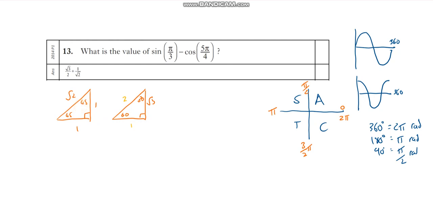So if I'm doing sine of pi over 3, well, I'll just say to myself, pi is 180, so a third of that will be 60. So that's the same as sine 60. So I'm going to do sine of 60, and I'm going to take away cos of, now if that's 180, 5 times 180 divided by 4 is going to come out as cos 225. Ooh, now let's do the sine 60 first. Opposite over hypotenuse is root 3 over 2. Okay, that's nice and simple, root 3 over 2.